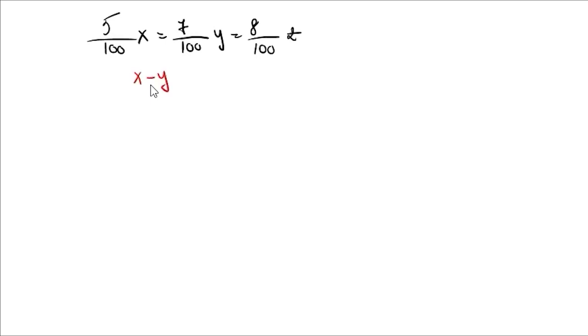Welcome back to MATLAB. In today's video, we are going to solve an equation with three unknowns: 5/100 x equals 7/100 y equals 8/100 z, if we know that x minus y equals z minus 380.